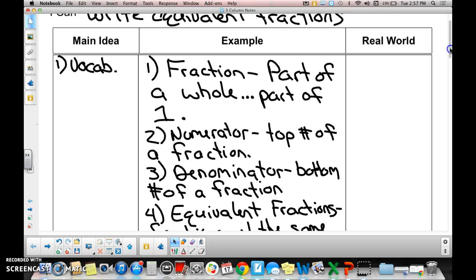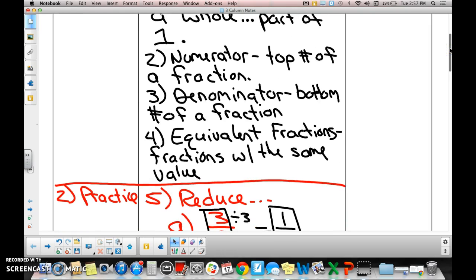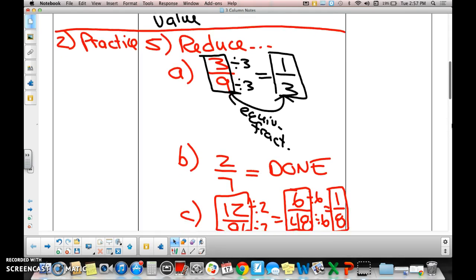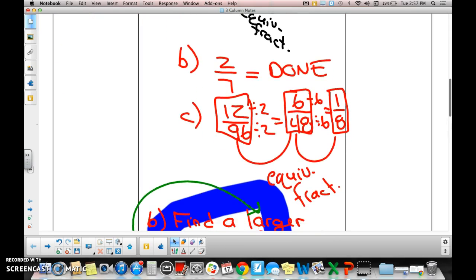Okay, super important vocab. It always is super important. We got fraction, numerator, denominator, and then equivalent fractions. I did throw something at you in which you failed to remember that equivalent fractions were fractions with the same value.